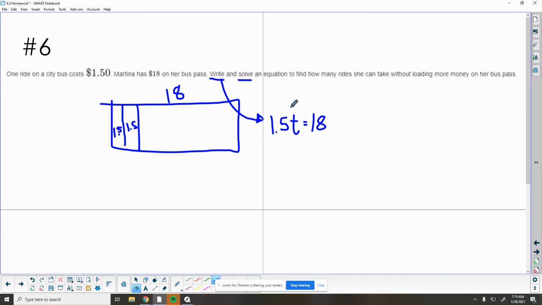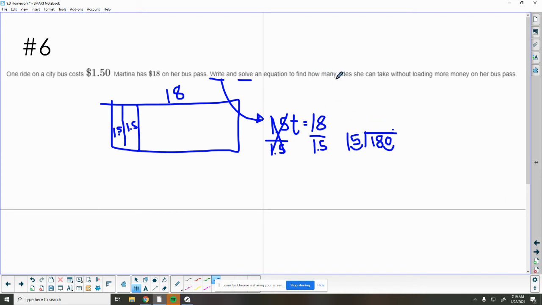So here we have 1.5 times t. The opposite of multiply is to divide. So 1.5 divided by 1.5 is just 1t, which is what we want all by itself. So now we need to take 18 and divide it by 1.5. If you remember, when we are dividing with decimals, we can't have a decimal in our divisor. So we need to move this over so it's at the end. That means we have to do the same thing. We've got to keep everything balanced. So now our new problem is that we have 180 divided by 15.